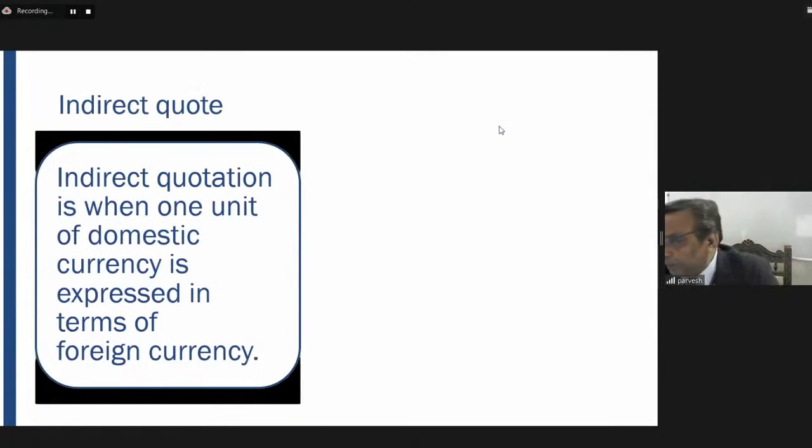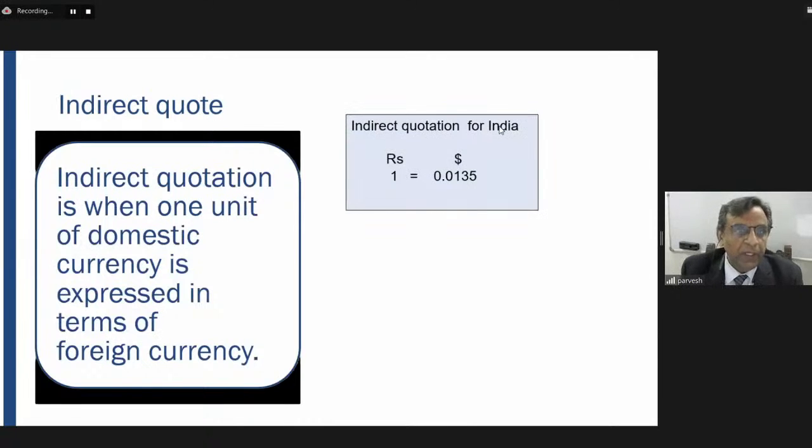Now the indirect quote. Indirect quotation is when 1 unit of domestic currency is expressed in terms of foreign currency, like 1 rupee is equal to so many dollars. So this is an indirect quotation for India, because it is expressed in terms of 1 unit of domestic currency. But the same quote is a direct quote in America, because if you look at the right hand side, it says dollars. So this quote is an indirect quote for India and a direct quote for Americans.